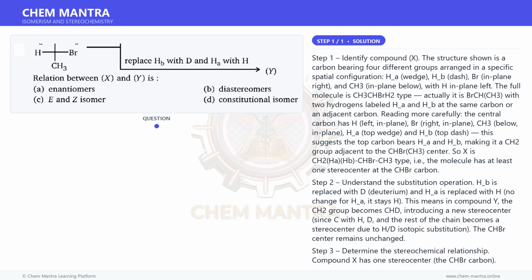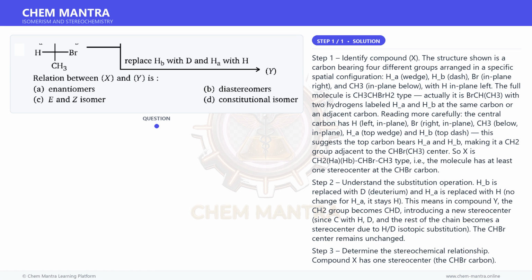Compound X has one stereocenter, the CHBr carbon. Compound Y has two stereocenters, the original CHBr carbon and the new CHD carbon, isotopically differentiated. Both X and Y have the same molecular connectivity. Constitutional structure is essentially the same, differing only in H versus D at one position, isotopically.